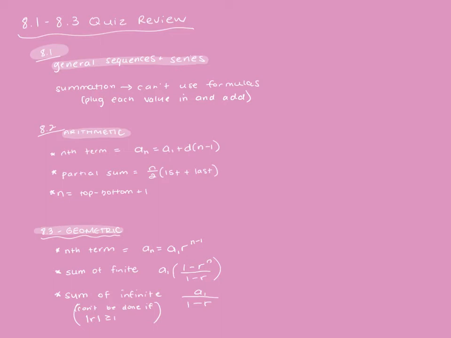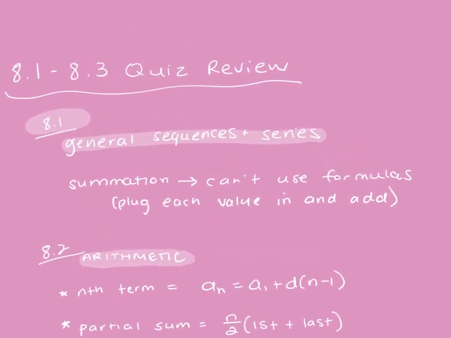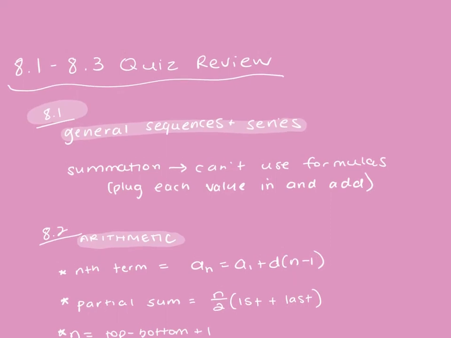In 8.1, there's not really any formula. So in 8.1, it was like general series and sequences, okay? These are the ones that when you're doing summation, you have to plug the numbers in starting at the bottom number and up to the top number and then add them together. You can't use a formula for those kind of summation. So the questions you'll see from 8.1 are either find the certain amount of terms in the series, and you're literally just plugging it in, or find a specific term in the sequence, and you're just plugging that one in, or the sum. That's what would happen in like 8.1.